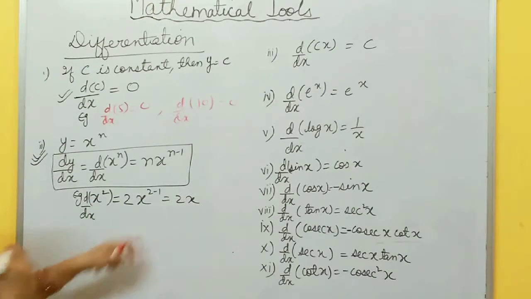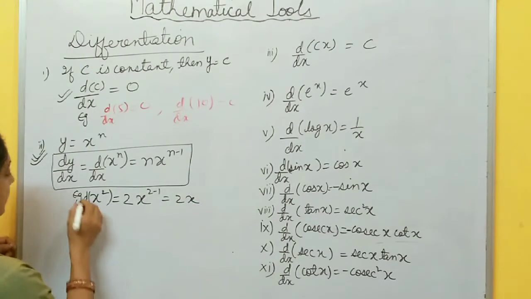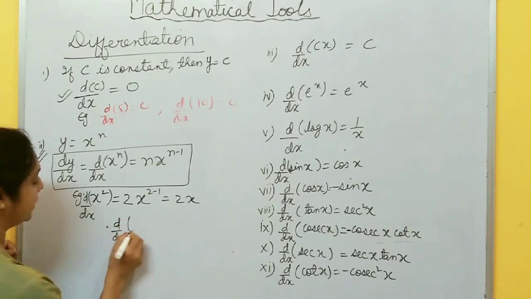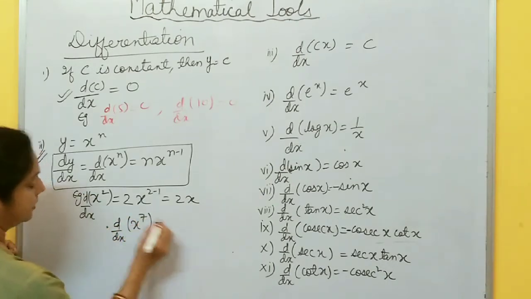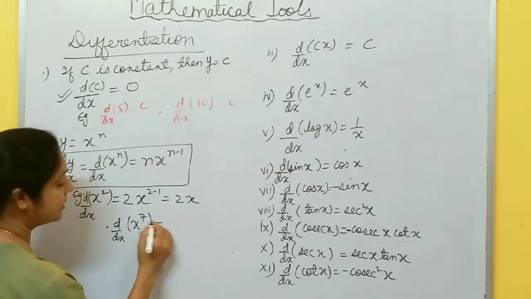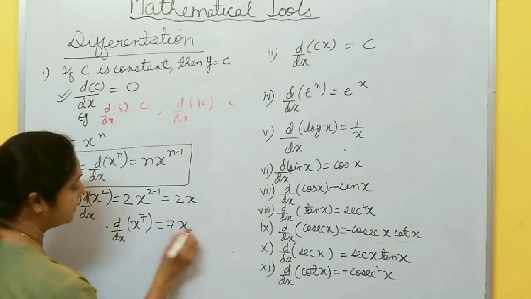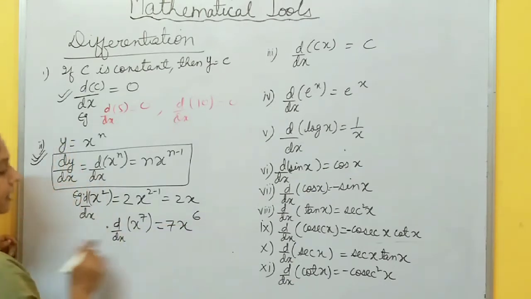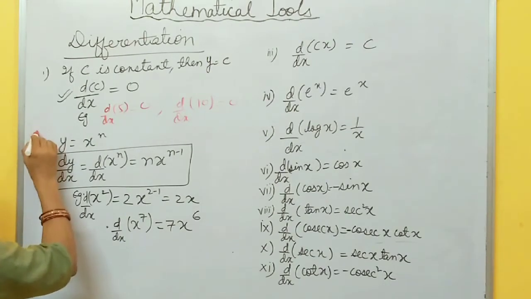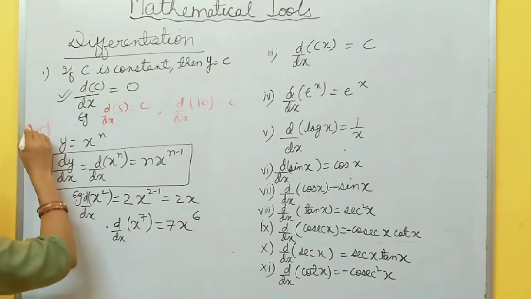Differentiation of x square is 2x. Another example, suppose differentiation of x to the power 7. So x to the power n is n x to the power n minus 1. So here 7, x to the power 7 minus 1 is 6. In this way you solve. This formula is very, very important. You note down and remember it also.